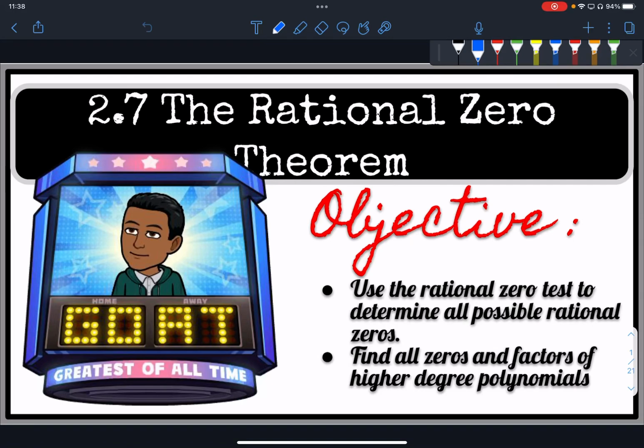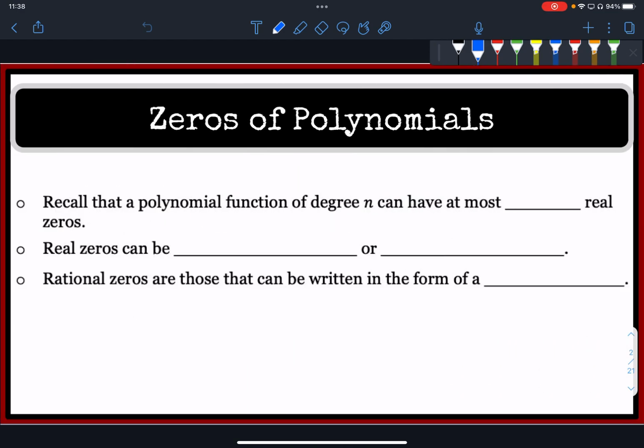Hello, in 2.7, the rational zero theorem, you will learn to use the rational zero test to determine all possible rational zeros and find all the zeros and factors of a higher degree polynomial. So let's begin by first going over the zeros of a polynomial.